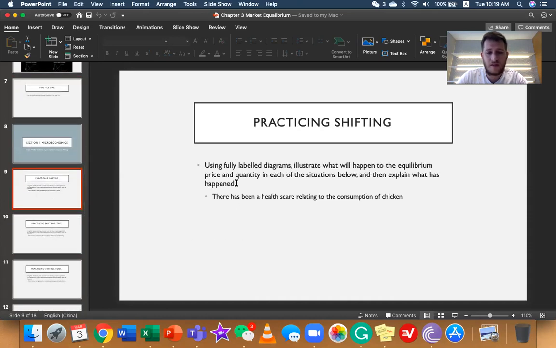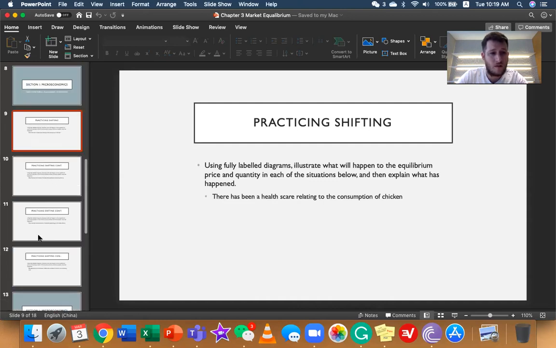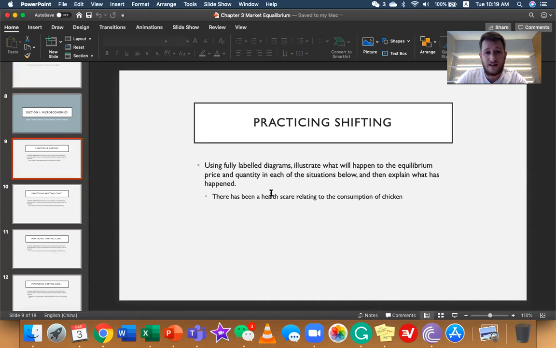So there's a couple different practice problems here. We could quickly go through them and make sure that you are able to get them. So maybe as we talk about them, you can put them in your notes. It says there's been a health scare related to the consumption of chicken.